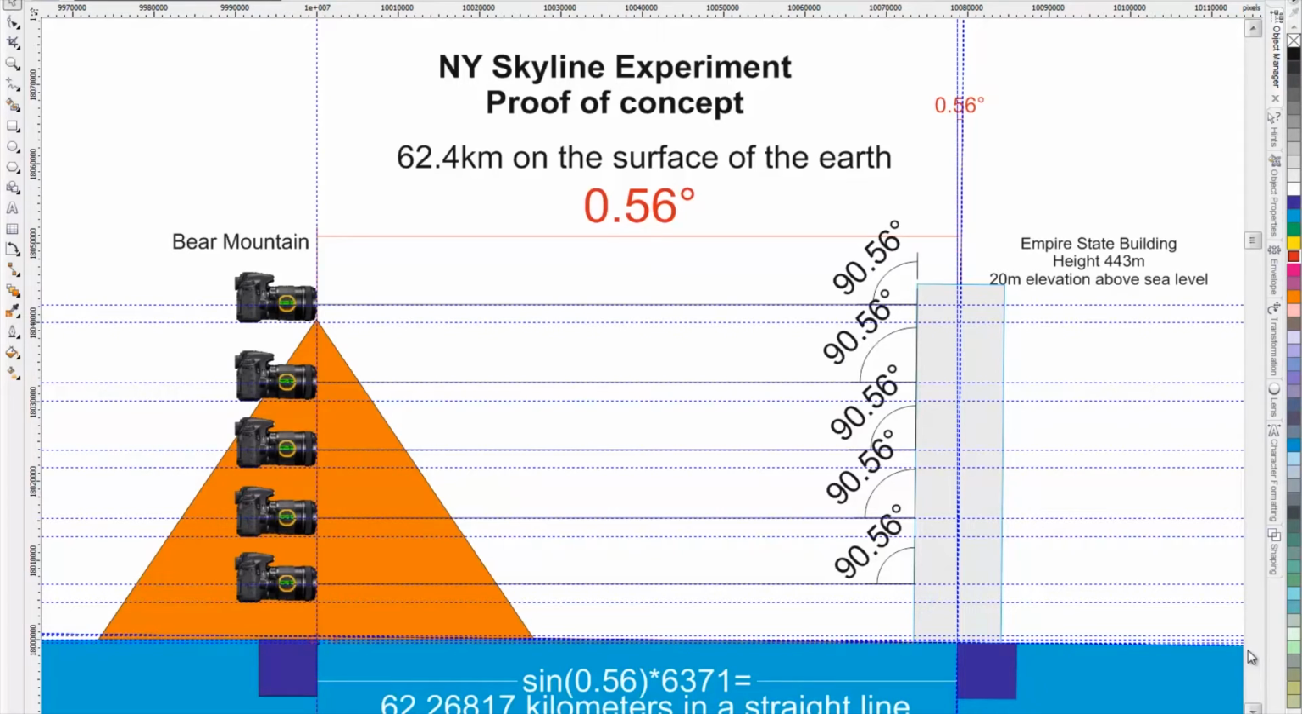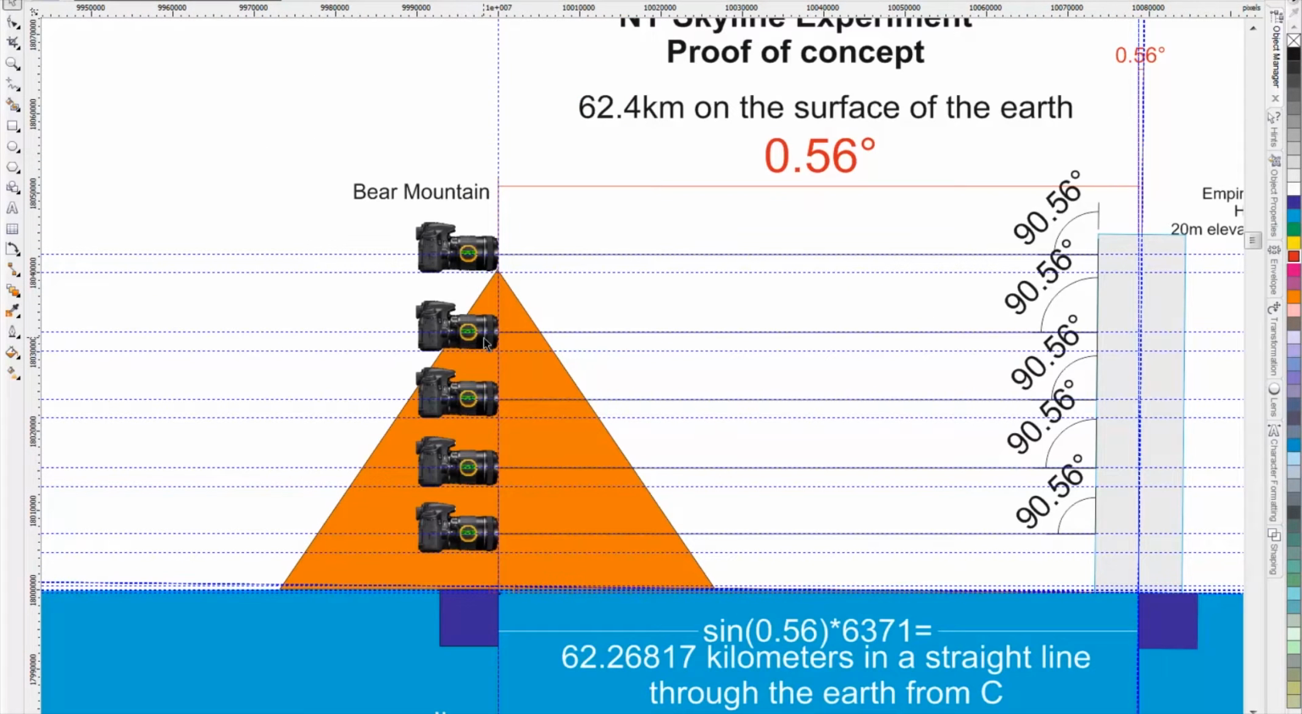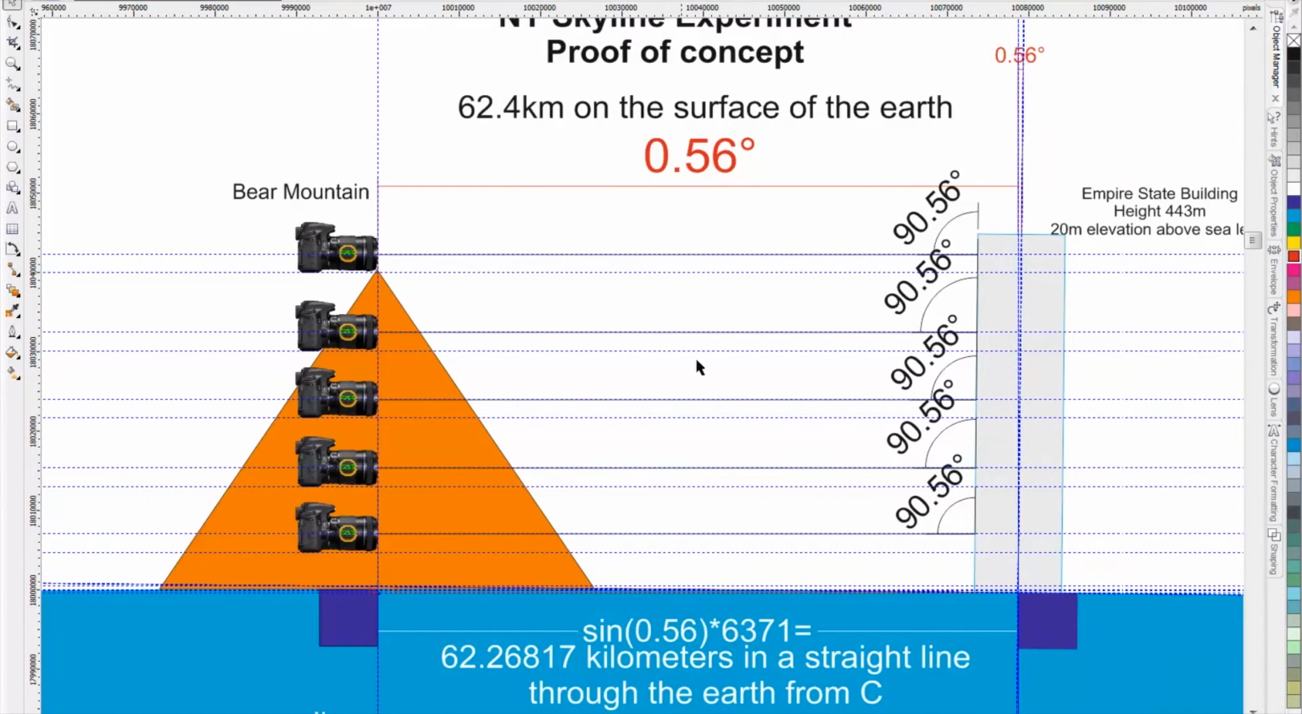All that matters is that the camera that I'm holding is level. That's what matters. If you have a level camera and it's pointing towards the Empire State Building, which we know has some level of inclination, in our case is 0.56 degrees, it doesn't matter how far away it is. All that matters is that I have a camera and I'm holding it level.